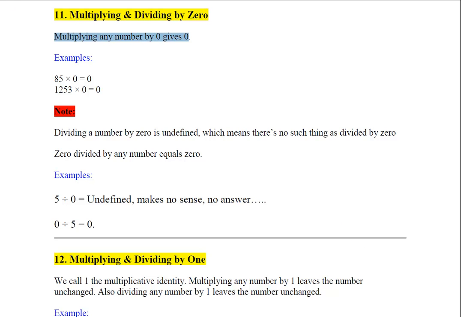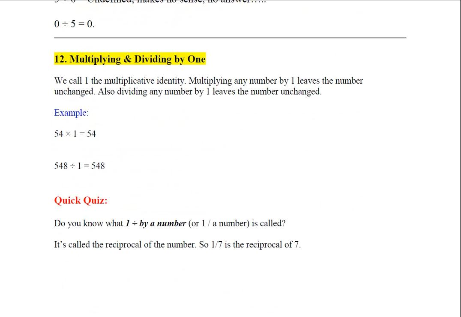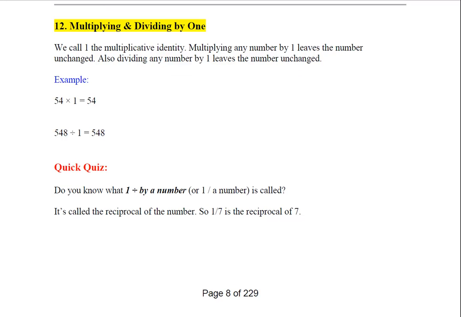Okay. Let's take a look now at number 12. Multiplying and dividing by 1. If you multiply any number or divide any number by 1, you get the same number. So 54 times 1 is 54. 54 divided by 1 is 54. Multiplying or dividing by 1 just gives you the same number. However, 1 divided by a number, or 1 over a number, is called the reciprocal of the number. So if I ask you, what is the reciprocal of 7? The reciprocal of 7 is 1 over 7. What is the reciprocal of 3? 1 over 3.